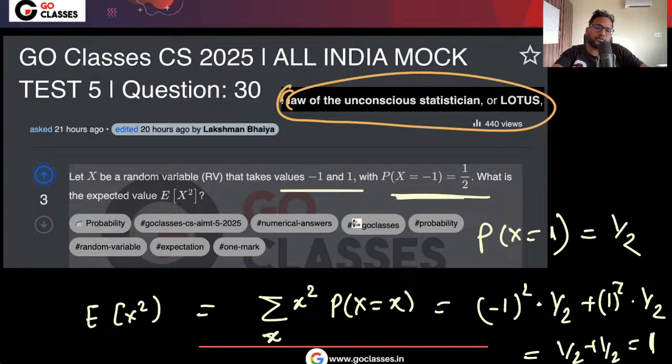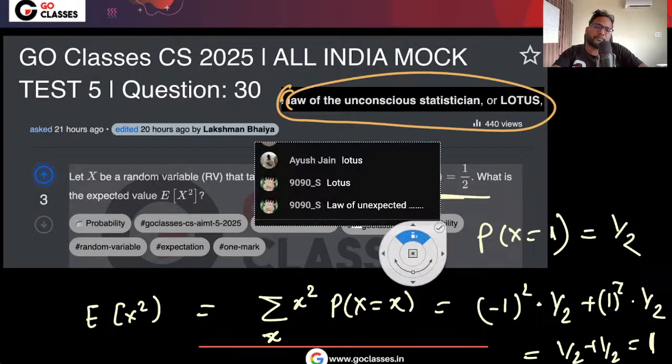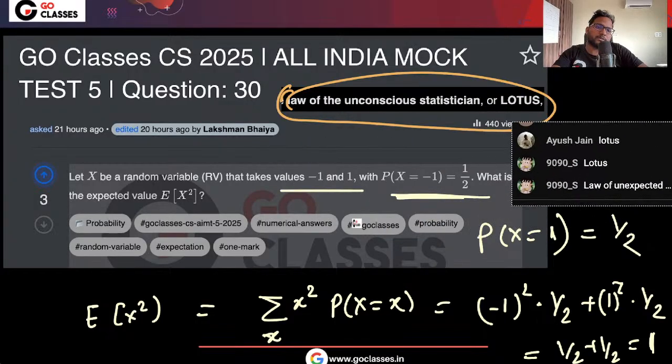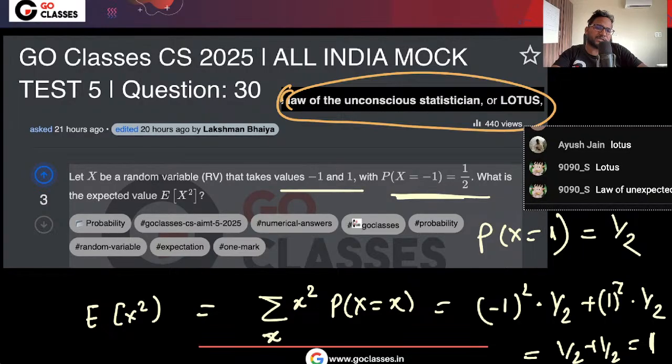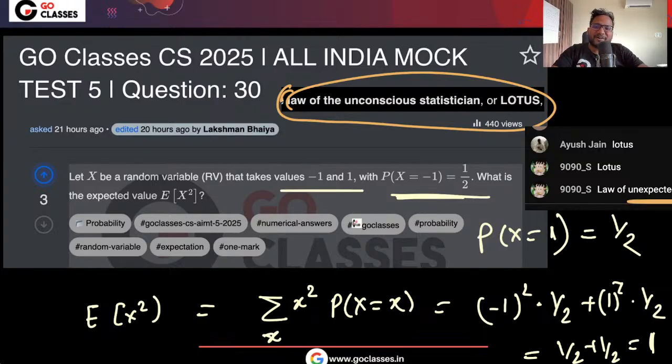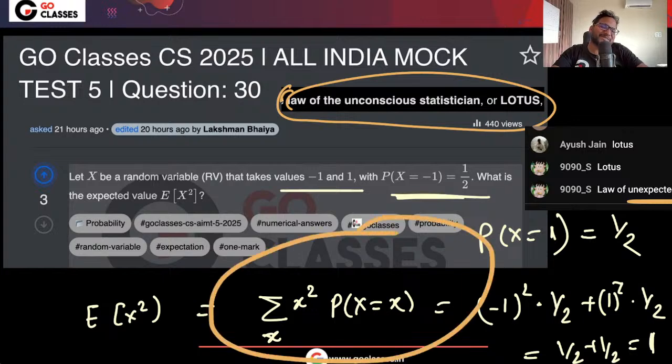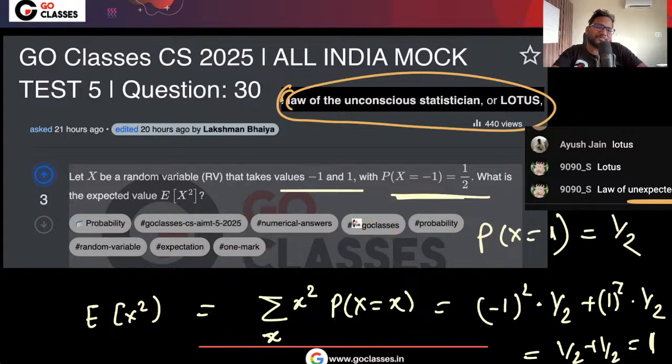Yes, great. There are comments, so people remember. I'm really happy to see that people remember. That is called the Law of the Unconscious Statistician, something like this. It is unconscious because we do this unconsciously, with the subconscious mind. So it is just a fancy name. Okay, LOTUS.